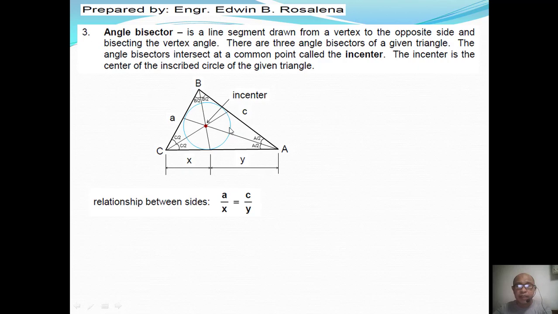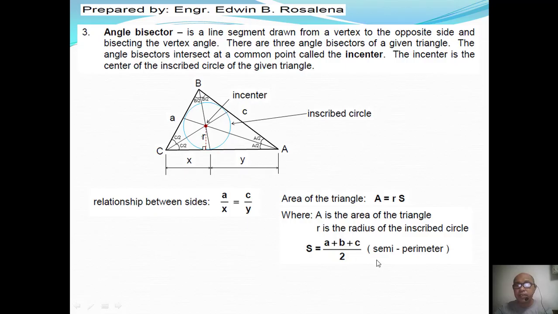Then for the inscribed circle, we can have the radius R. The radius R is the perpendicular distance from the incenter to any of the sides. So what is the formula to be used? The area of the triangle A is equal to R times S, where R is the radius of the inscribed circle and S is called the semi-perimeter, as in Heron's formula.